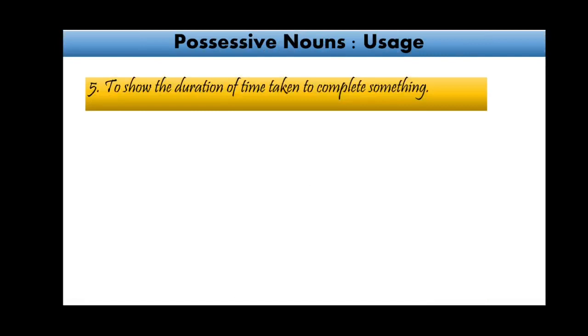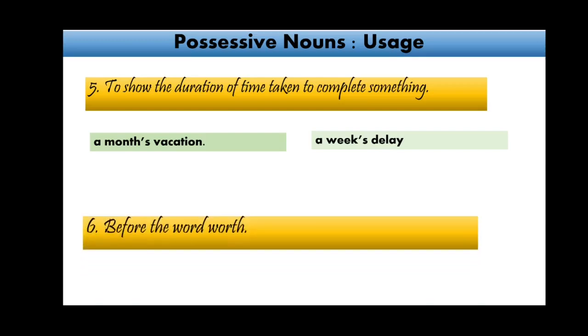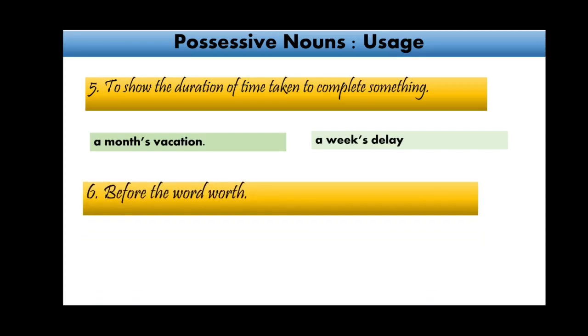The fifth point is to show the duration of time taken to complete something. How much time has been taken? That we can show with the help of the possessive noun. A month's vacation. Here we are using apostrophe s and we are showing the possessive noun. A week's delay. There also we are showing the possessive noun. Let's have a look at the sixth point.